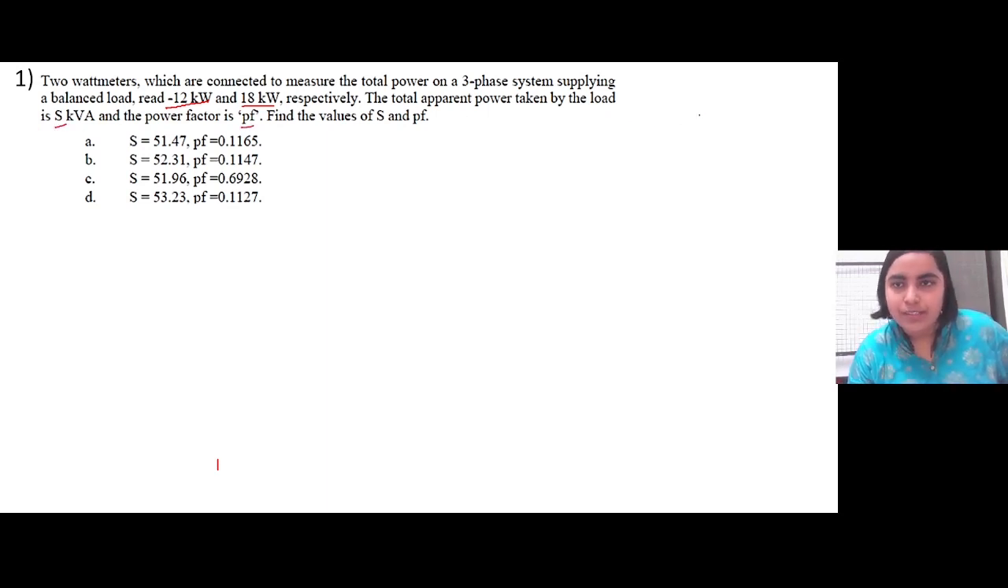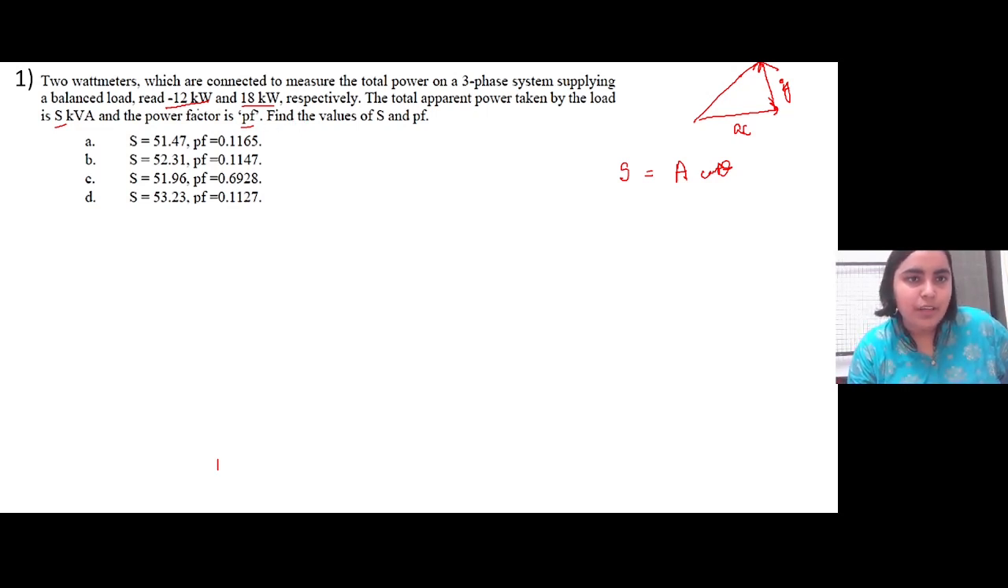So what is the apparent power? The real power is the active power, the reactive power is the imaginary power, in terms of j, and the resultant is the apparent power. So if the active power is, let's say, A, then A will be S cos theta, right? So for that we need to find theta.